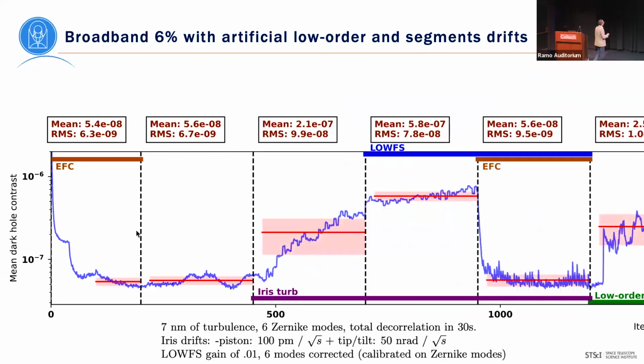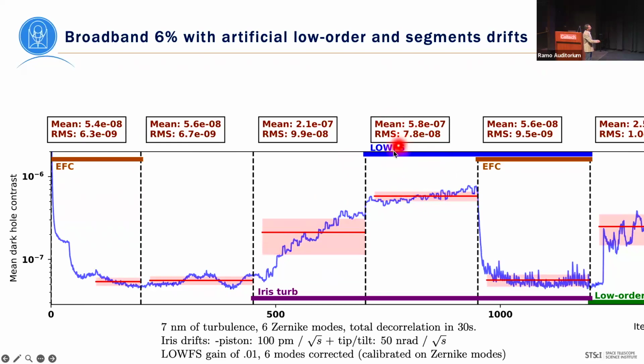So first, we start by digging the dark zone. Each of these panels is about a minute of operations. Here we're in open loop. You can see in the second panel some fluctuations from the instabilities. Iris turbulence in purple. We're introducing small random walk drifts in piston, tip, and tilt, and degrading the contrast by about a factor of 10 through this slope here.